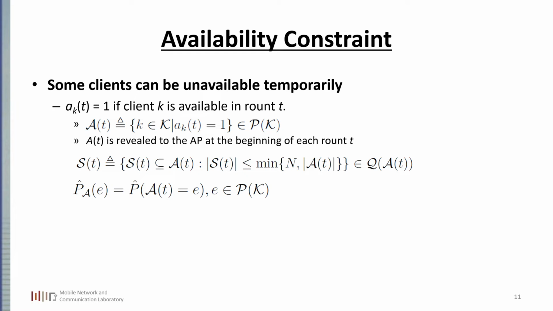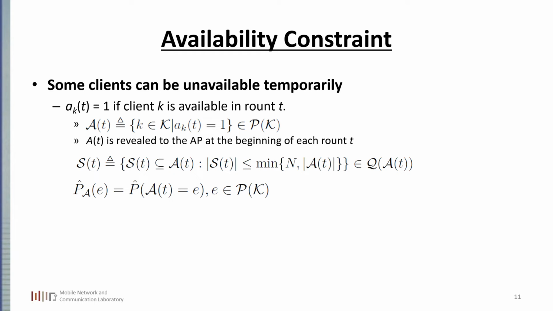During the FL process, some clients could be unavailable temporarily due to poor channel conditions or exhausted computing power. So they define a binary variable a_k^t, and if client K is available in round T, then a_k^t is 1. Otherwise, a_k^t equals 0. And they also define how to reveal the A_t, that is, as the set of available clients in round T, where P(K) is the power set of K.